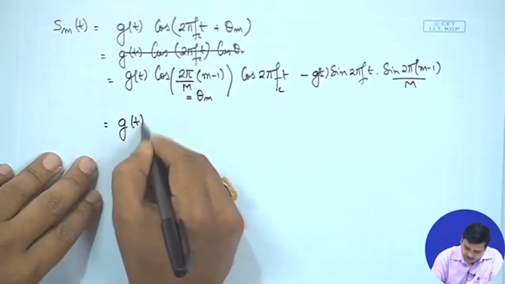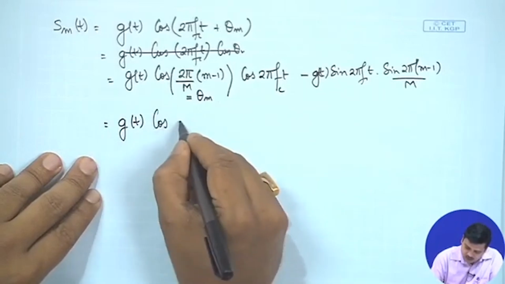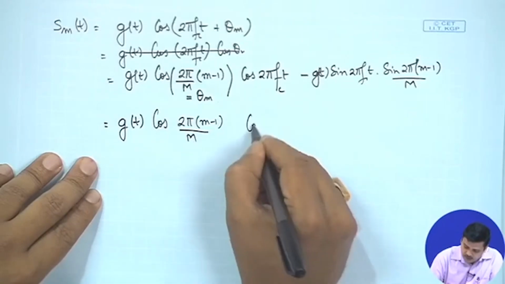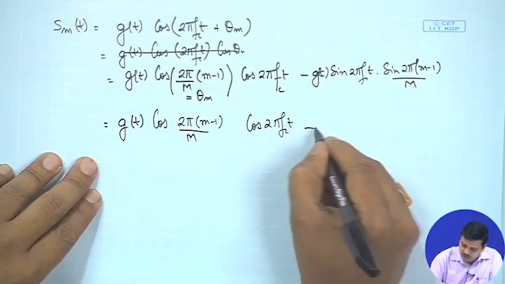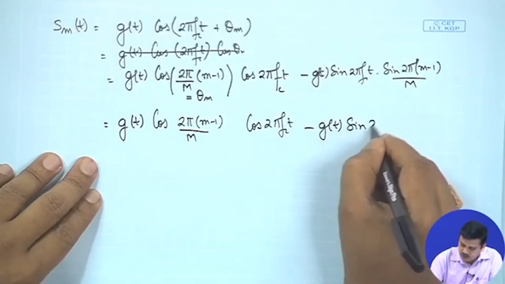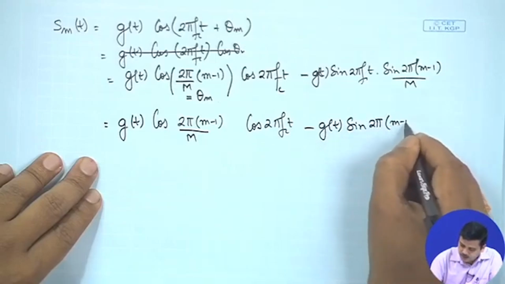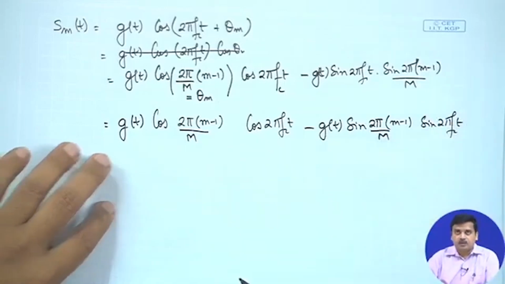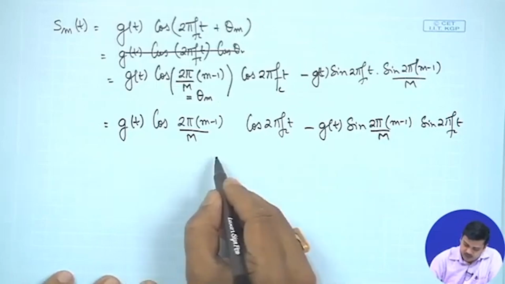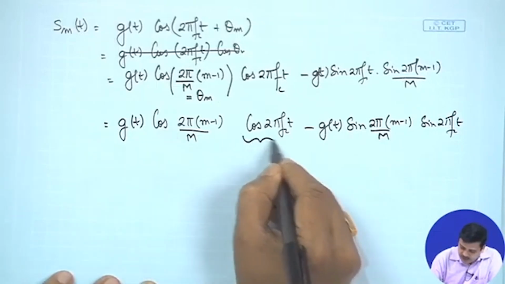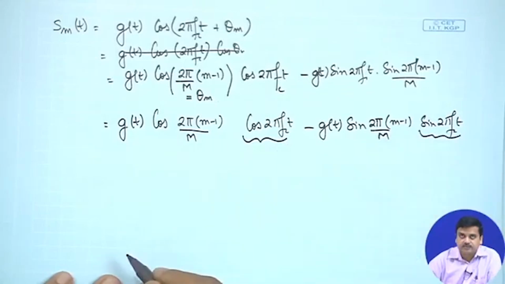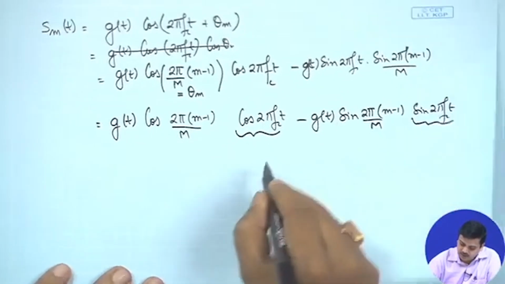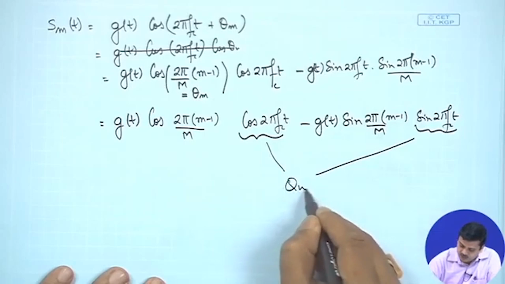So, what we have is there is g t, there is a phase, rather if we write it clean, we would get g t cos 2 pi m minus 1 upon m times cos 2 pi f c t minus g t sine 2 pi m minus 1 upon m times sine 2 pi f c t. The reason for writing in this form is that it is going to give us an idea that there is a cosine carrier, there is a sine carrier. So, what we have brought in now compared to the earlier pulse amplitude modulation is we have quadrature carrier components.